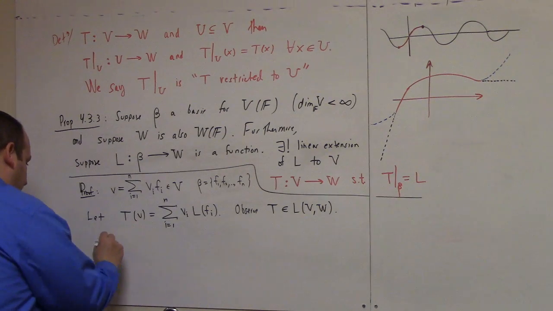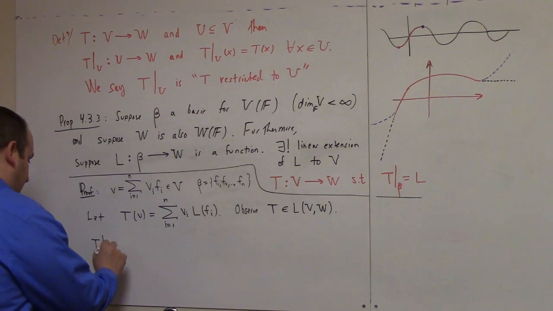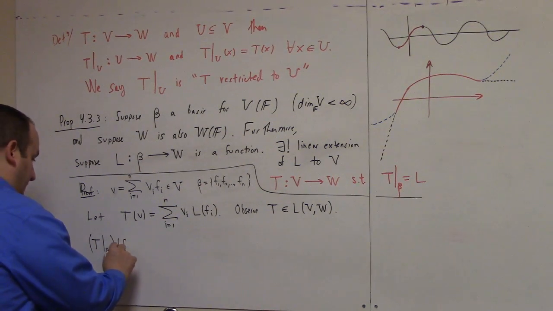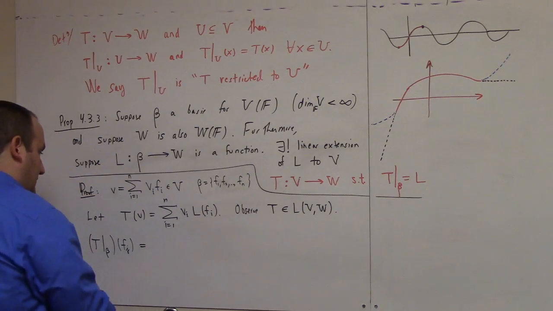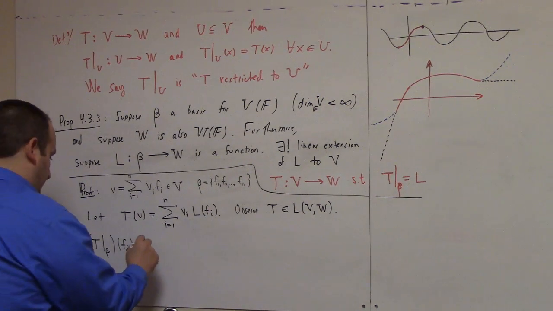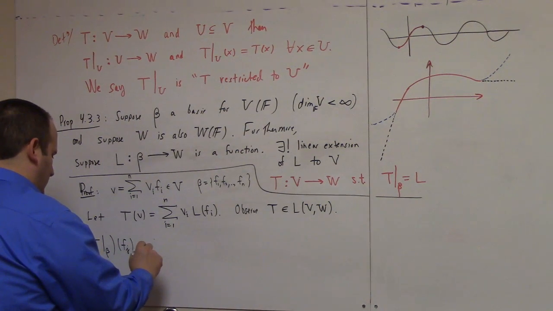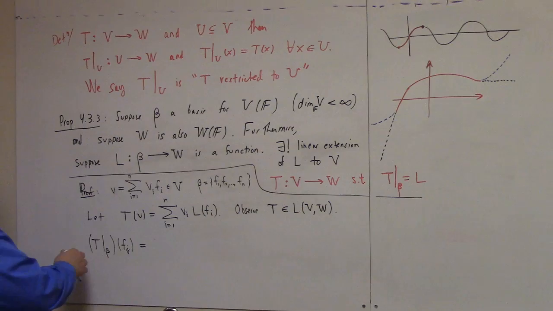All I'm missing is I need to show that T restricted to beta is in fact equal to L. This is the easy part, actually. So T restricted to beta, if we let that act on a typical thing in beta, which is what? f sub j, right? Well, that's equal to what?